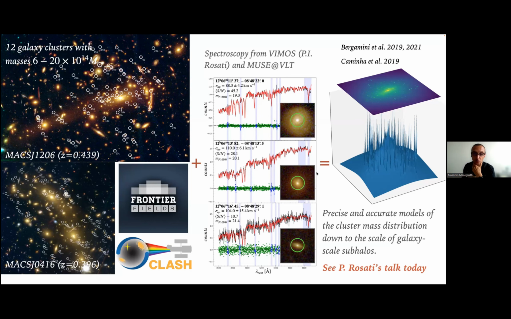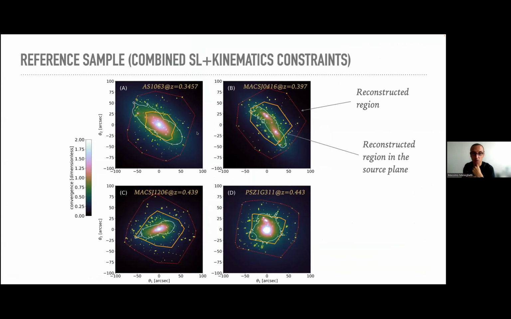This is particularly true for a subset of these clusters, for which we could use, as Piero explained this morning, the galaxy kinematic measurements to better constrain the mass distribution in the cluster galaxies. So these are 4 mass models of clusters that we have reconstructed using this particular technique, combining strong lensing and kinematic constraints. Okay, so this will be our reference observational data set to compare to numerical simulations.